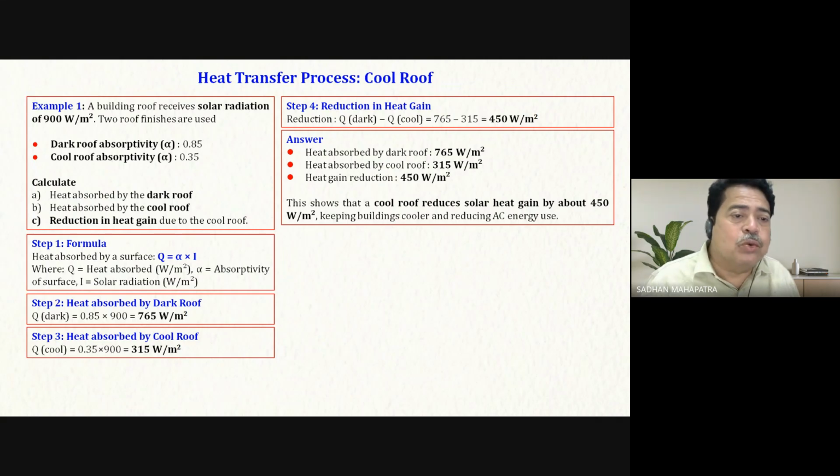But in case of the cool roof, where absorbability is lower, only 0.35 into 900, so 315 watt per meter square. So what is the reduction in the heat gain? 765 minus 315, 450 watt per meter square. It's a huge reduction of the heat gain through the roof. And this shows that a cool roof reduces the solar heat gain by about 450 watt per meter square, and that helps to make the building cooler and it also helps to reduce the air conditioning energy use.